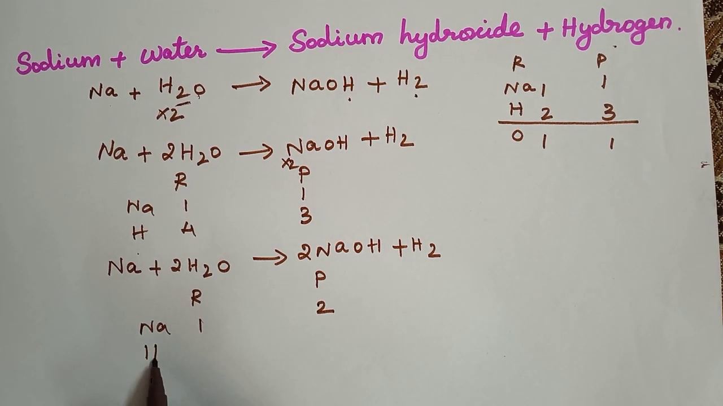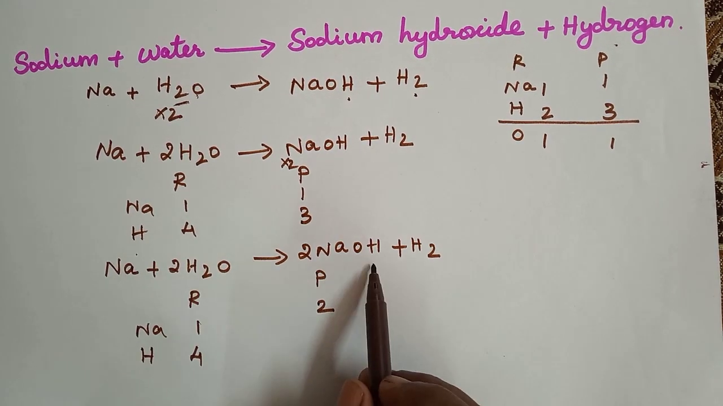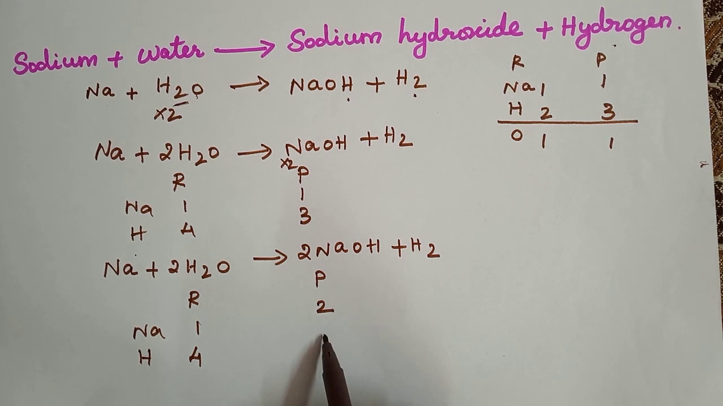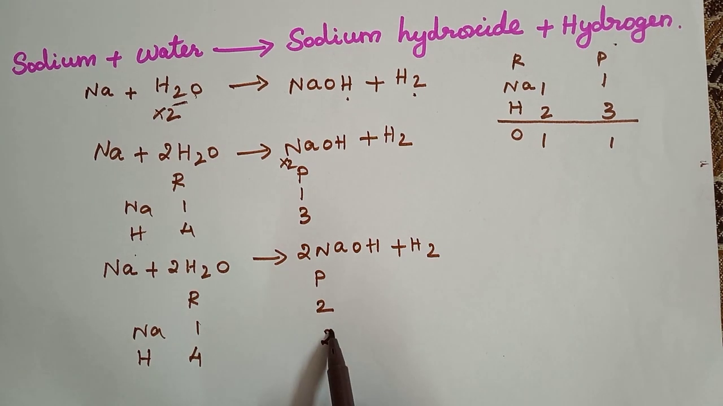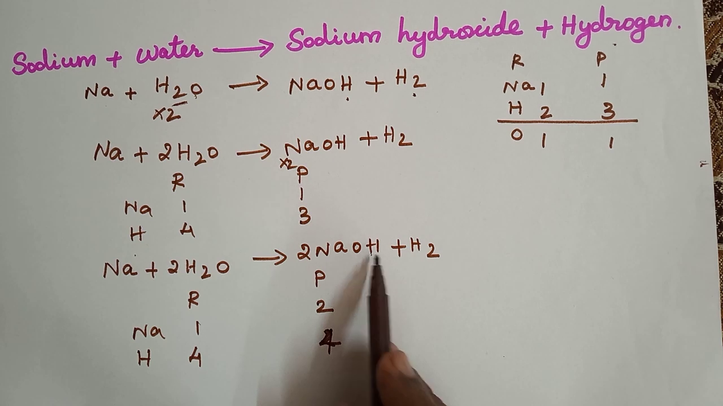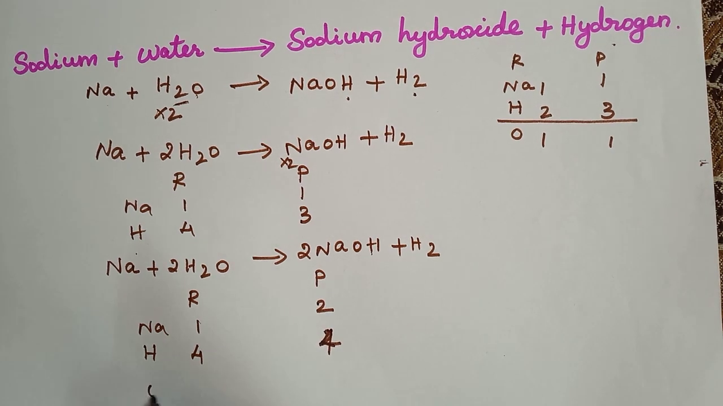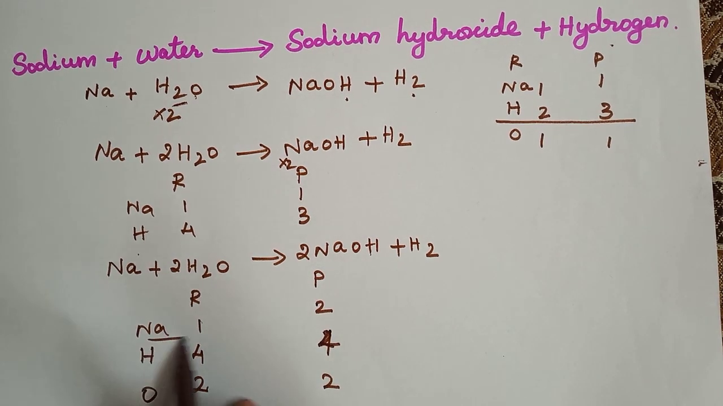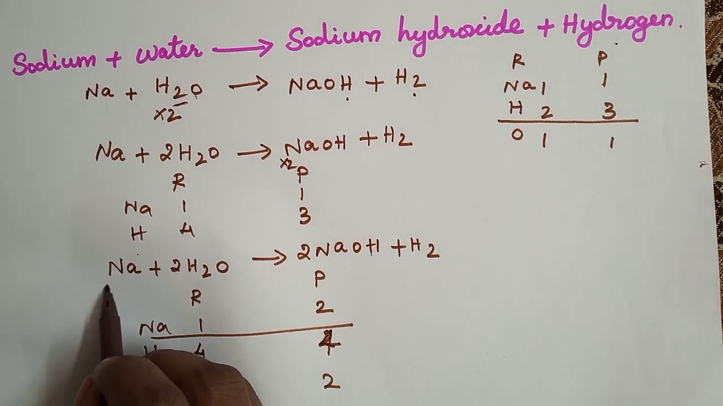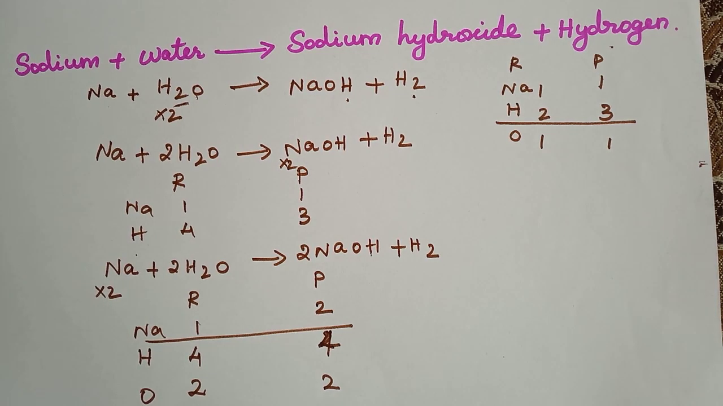Now hydrogen how many? 4. Here 4. Oxygen how much? Here 2, here 2. But here Na we have to balance. So what we can do? We can multiply with this 2.